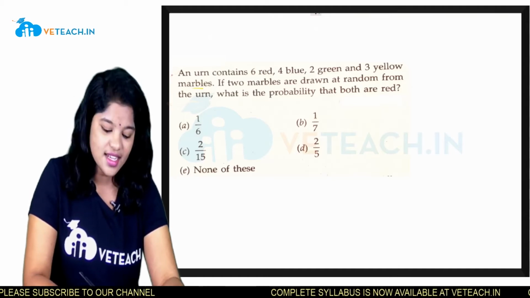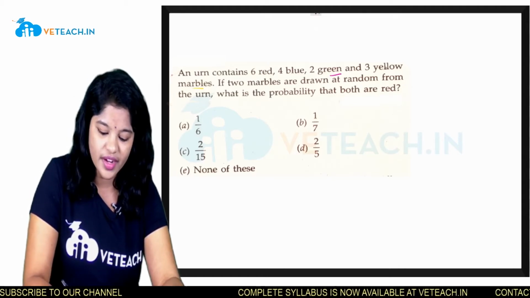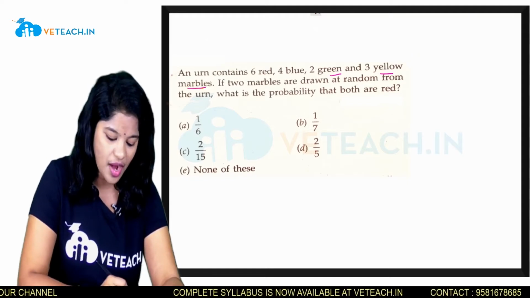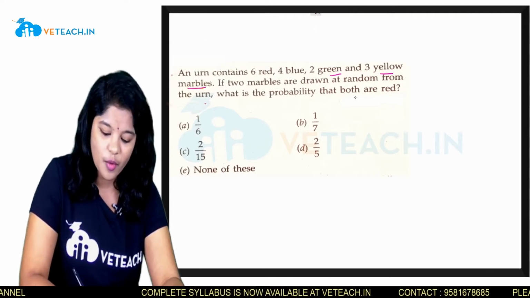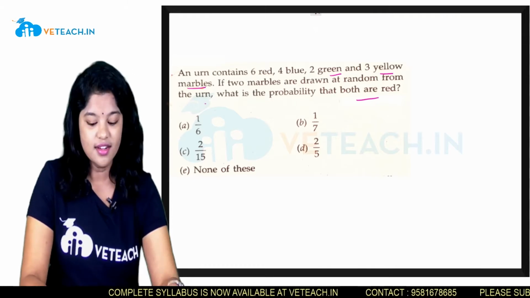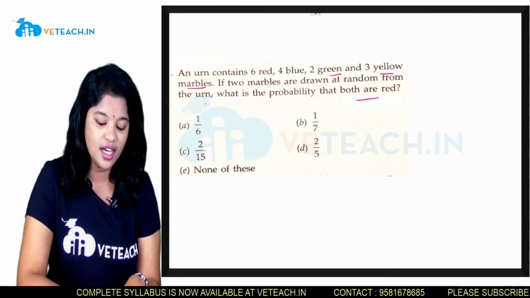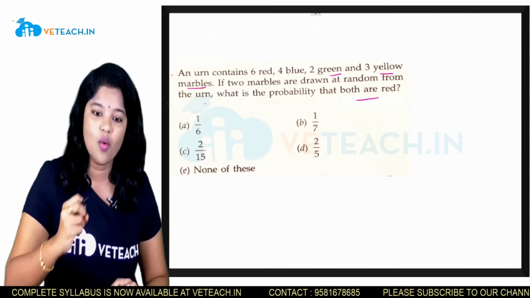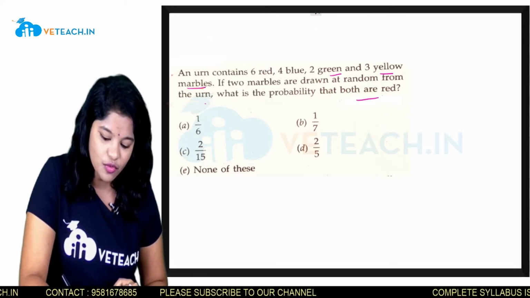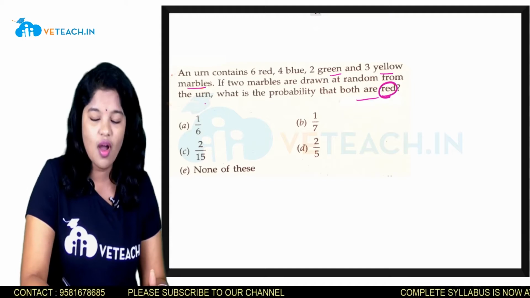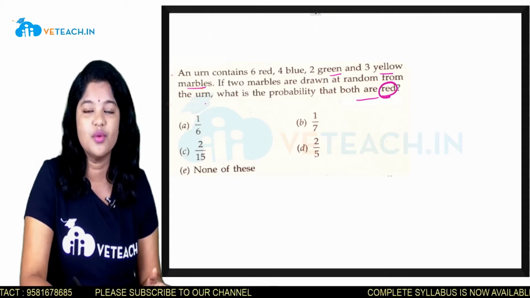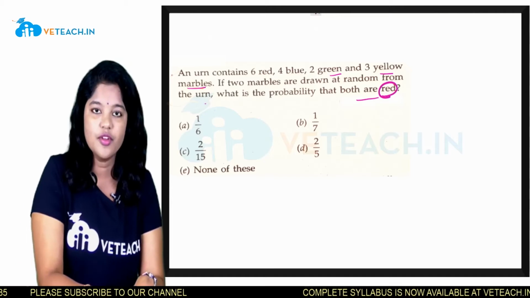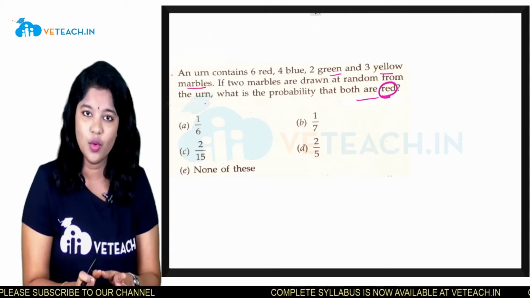An urn contains 6 red, 4 blue, 2 green, and 3 yellow marbles. If 2 marbles are drawn at random from the urn, what is the probability that both are red? So, in a bag which contains red, blue, green and yellow marbles, we should draw only 2 marbles, that too of red color. So, our favorable event is picking up 2 red marbles. Out of the total marbles, we should only pick 2 red marbles.